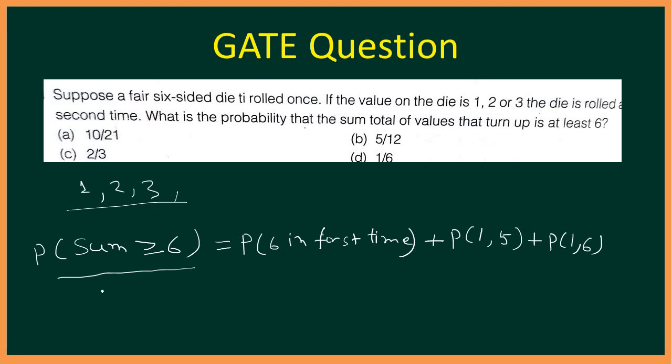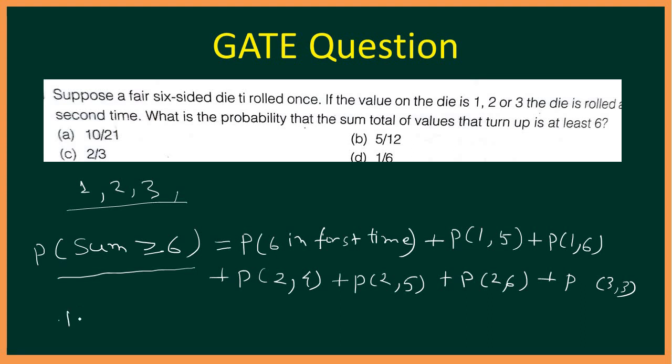Similarly, the probability when we get 2 in the first time and 4 in the second time, plus 2 in the first time and 5 in the second time, plus the probability of 2 in the first time and 6 in the second time, then also the sum is 6 or greater. Plus the probability of 3 and 3, the sum is equal to 6, then the probability of 3, 4 will be greater than 6, then the probability of 3, 5 will be greater than 6, plus the probability of 3, 6.